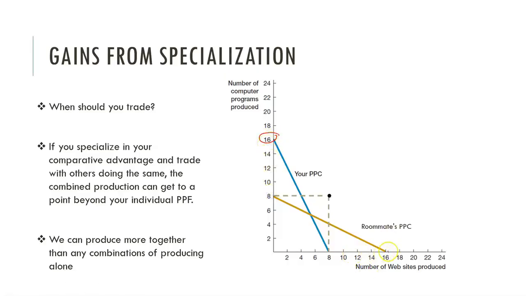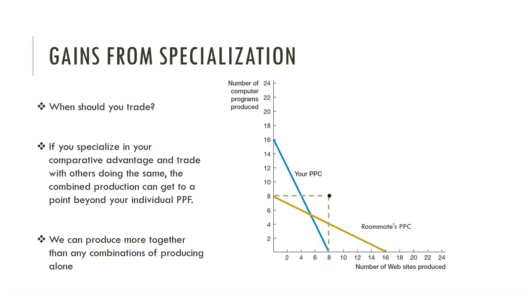Your roommate can produce 16 websites in the same time that you can produce 8. They're twice as good at this as you are. So they should probably produce websites. I'm going to show you how to calculate this later so that it doesn't even have to be like this. You could have something like this if this was your roommate instead. You guys should still specialize and trade, even though they're better at everything. So we'll see some examples about that.